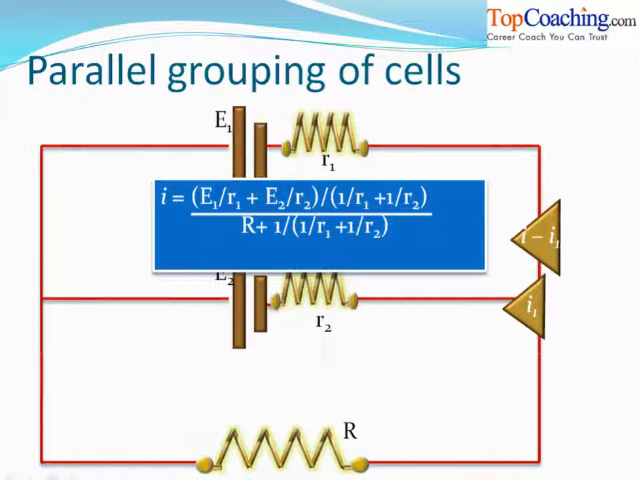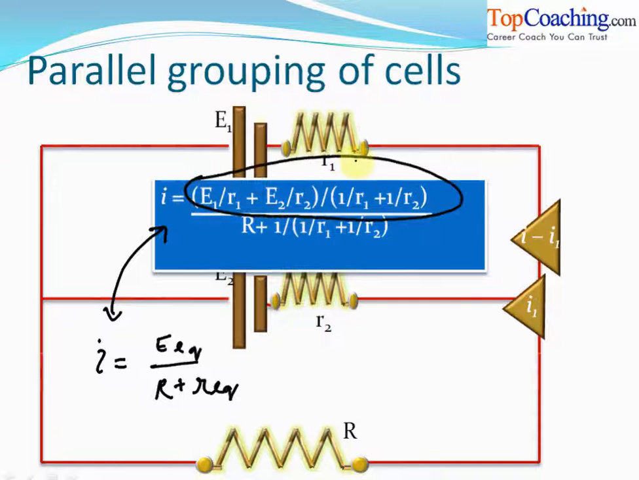Now remember, I had just said that if we replace both the batteries with a battery of EMF E equivalent and internal resistance R equivalent, in that case I is equal to E equivalent divided by R plus R equivalent, isn't it? Now if you equate both these expressions, you will see that this numerator here is actually E equivalent. And you will also see that this capital R is this capital R here, and this expression here represents R equivalent, the equivalent internal resistance of a connection of batteries in parallel.